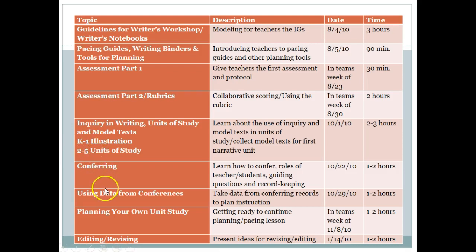Then we're talking about conferring, which is a higher level skill in having writers' workshop. Then using data from your writing conferences, planning your own unit of study, because up until this time, they've either been given it or they've collaboratively planned it. Then editing and revising. So really breaking it down, starting with the nuts and bolts and then building up to higher level skills.